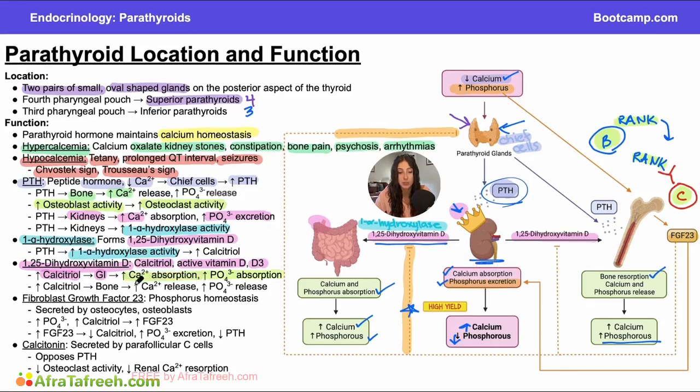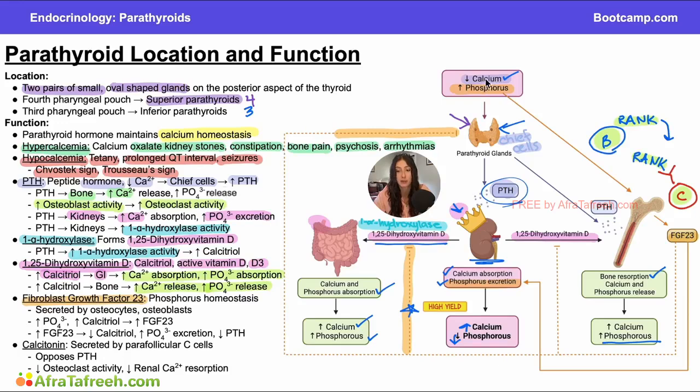It also is going to travel to your bone, and like we talked about with your bone over here, it is going to increase calcium release and phosphate release as we are stimulating those osteoblasts to release RANK ligand to bind to osteoclasts that are going to crumble our bone, release that calcium, and release that phosphate back into our system. And then finally, we talked about fibroblast growth factor 23, which is going to be primarily responsible for phosphorus homeostasis.